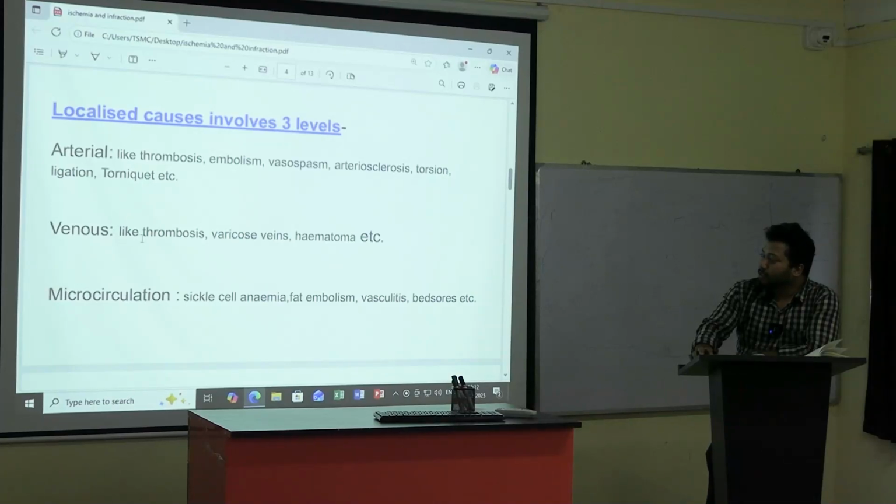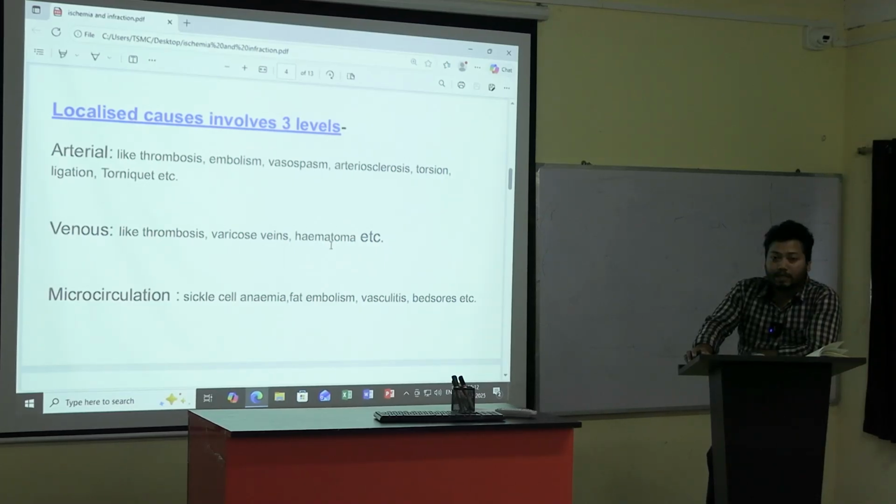In venous conditions, it is thrombosis, varicose veins and hematoma. Thrombosis, as you already know. Varicose veins occur due to gravity or pooling of blood in our veins. Veins have valves in them. If the valve is not able to close properly, the blood gets pooled in a certain area. Then there will be deep vein thrombosis, which happens mainly in our lower limbs.